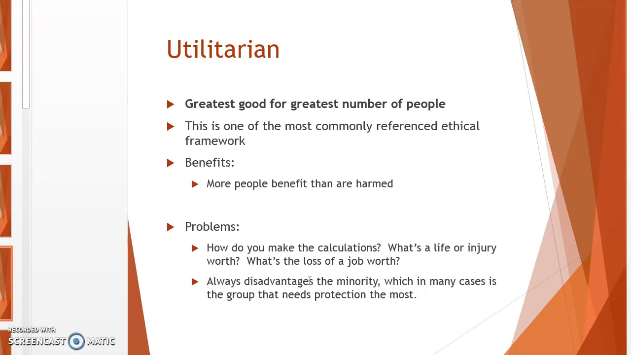So what's the loss of a job? What's a life? You lose your arm in a factory accident. What is the worth of that? And so we're a little uncomfortable with that. That's not a perfect science. The other problem is it always disadvantages the minority. The greatest good for the greatest number means that the fewest number of people may be at a disadvantage, and many times those are the ones that need the most protection.